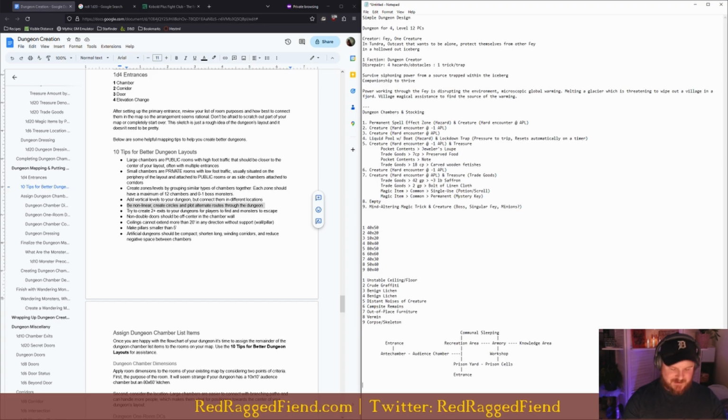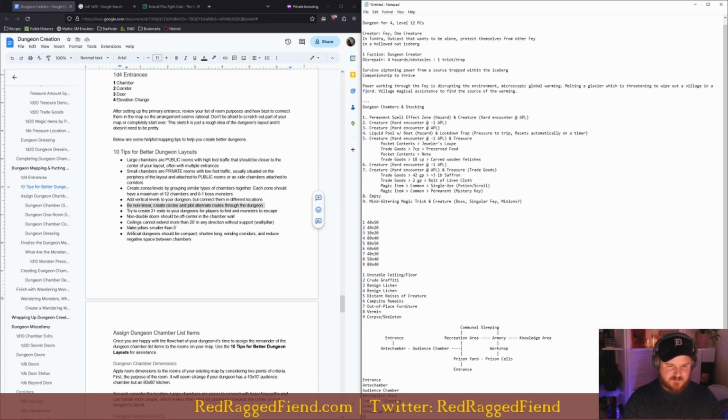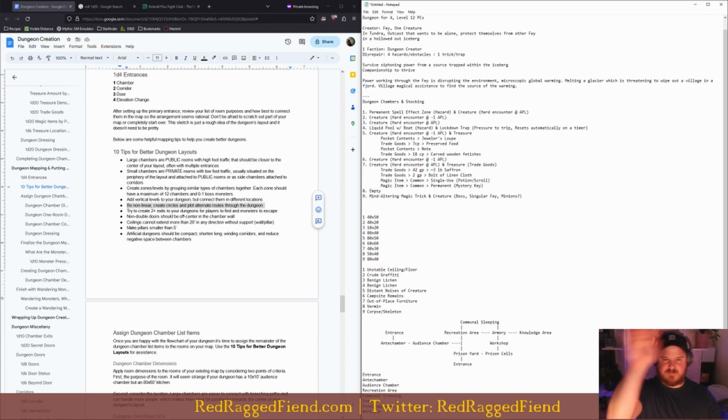Let's say, okay, so we got our entrance, we got our antechamber, our audience chamber. Let's do the top first. Let's do recreation area, communal sleeping, armory, knowledge area, workshop, and then we'll just kind of go down again. So we'll do, no, let's go in order. That'll make it, I think, easier.